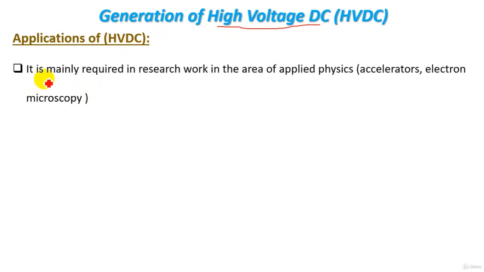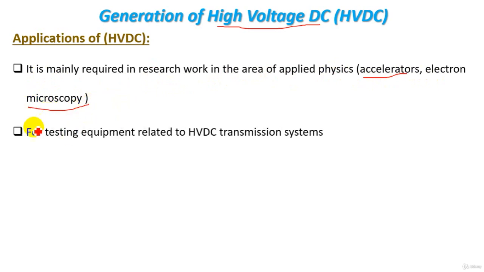The first application, high voltage DC, is mainly required in research work in the area of applied physics. It can be used in accelerators or electron microscopy. The third, high voltage DC can be used for testing equipment or insulators related to high voltage DC transmission systems. If a high voltage DC transmission system is used, the insulator or the equipment in the power system is subjected to high voltage DC. So we should generate high voltage DC in our lab to test the insulator under this type of voltage.